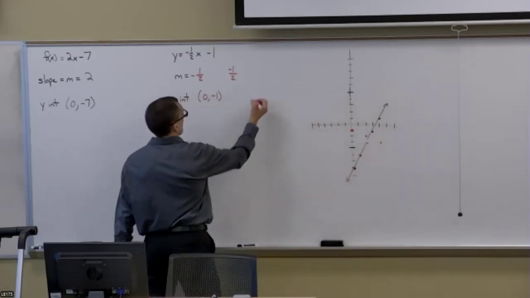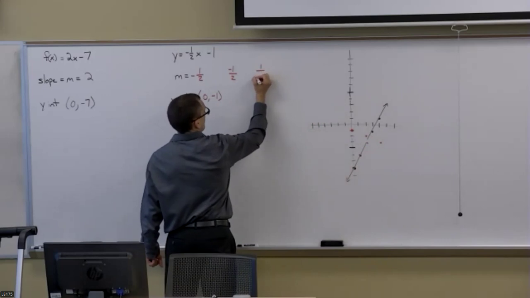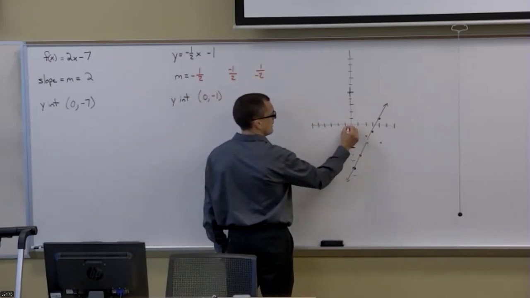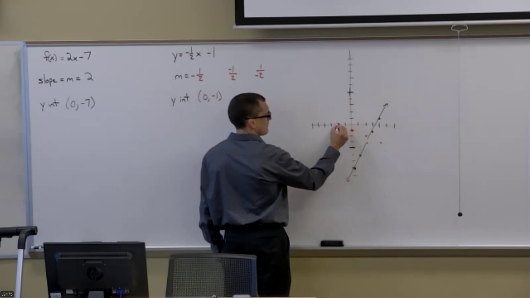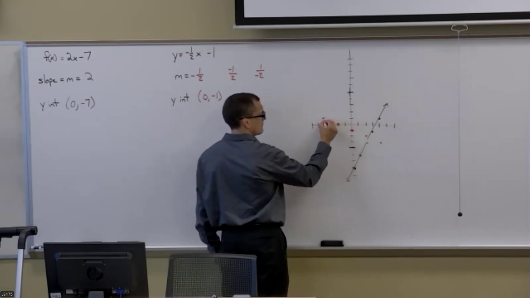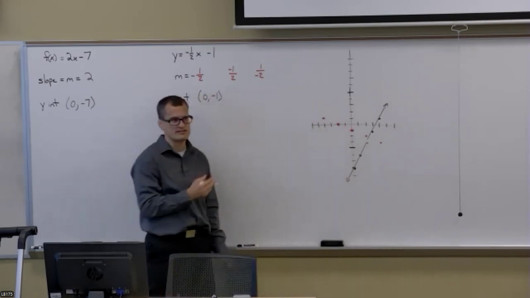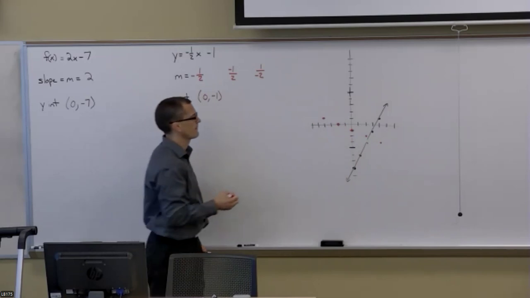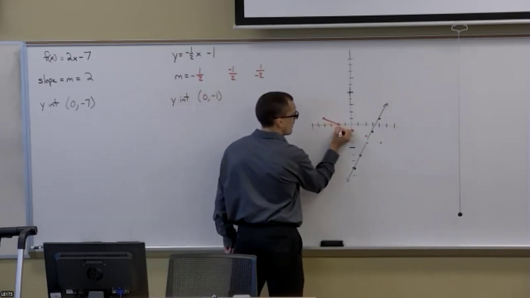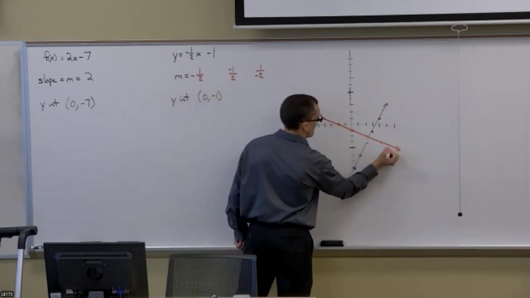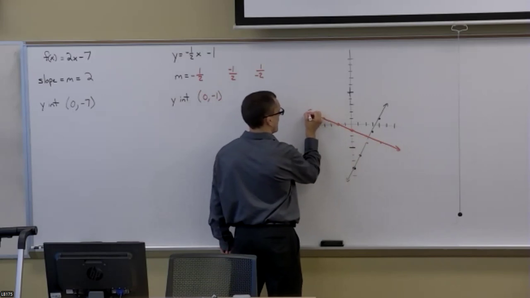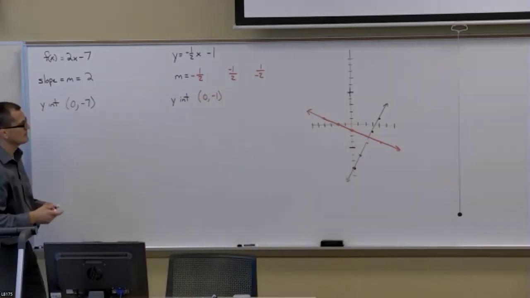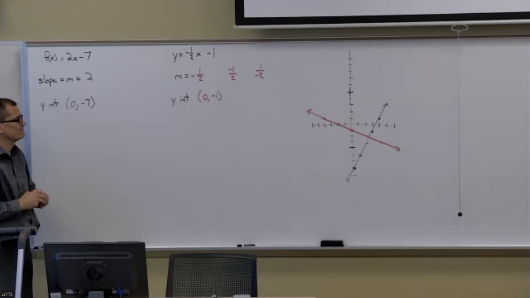Again, I could have thought of it as a +1 over a -2, and then I would have gone up 1 and to the left 2. Up 1 and to the left 2. Notice you get the same line either way. So there we go. That's the idea.